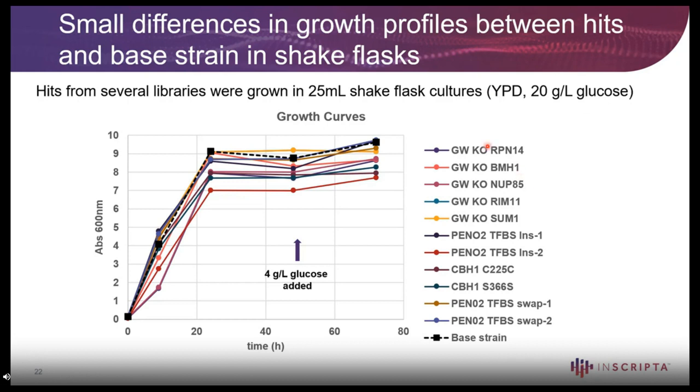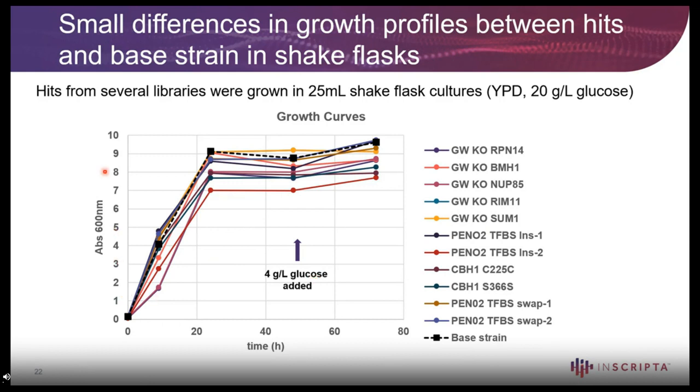So we took a series of hits from our libraries, so things coming from the genome-wide knockout, to insertions or swaps, and then a CBH1 alternate codon library, and we grew them up in shake flasks. And I'm showing here the growth curves from these experiments. Because we had larger cultures, we could do time courses. I took samples at 9 hours, 24 hours, 48 hours, and 72 hours. After 48 hours, when I thought the glucose was probably fully consumed, I added an additional 4 grams per liter glucose to see if I could improve the expression of CBH1 further.